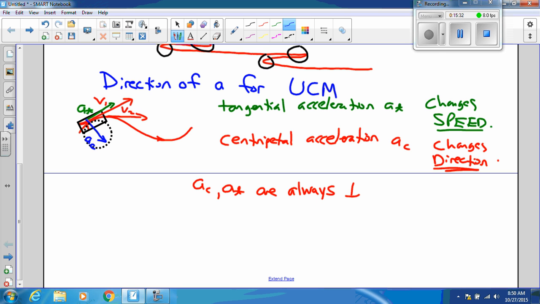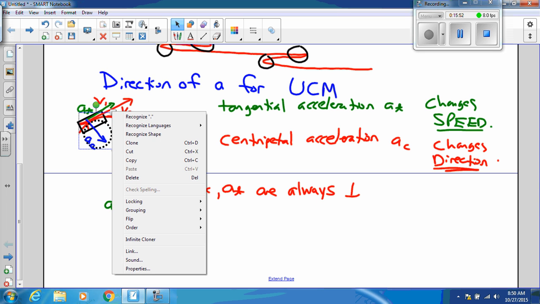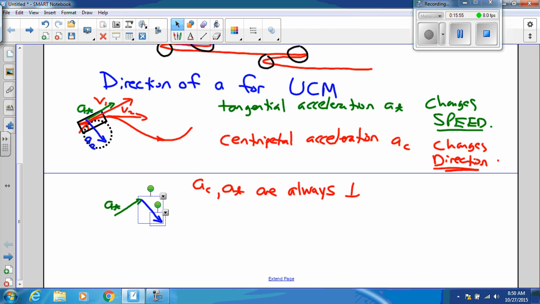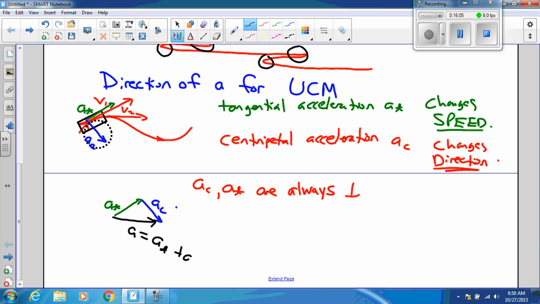And these two together, the AC and the AT, are two components of the acceleration vector. So if I add them up, and I would add them by moving one of them head to tail with the other, like that. So there's my AC. Then when I add them up, what I get is the total acceleration in the vector sense.